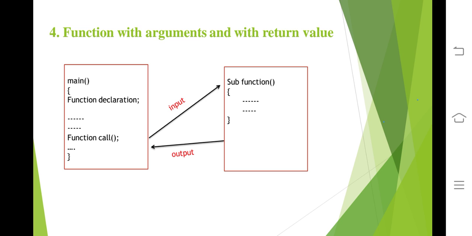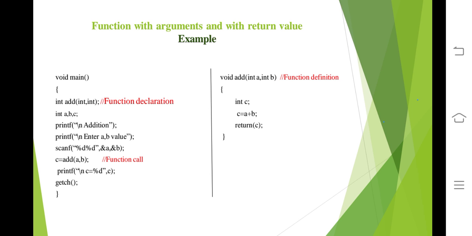Last one is function with arguments and with return values. Here we can pass arguments from main to subfunction and receive a return value from subfunction to main function. In this example, the declaration contains int type, and the return type is int because we can receive a return value from subfunction to main function. For that reason we use int. Arguments are passed from main to subfunction. For that reason we mention data type int within the brackets.